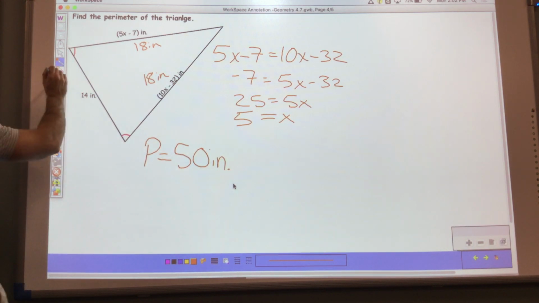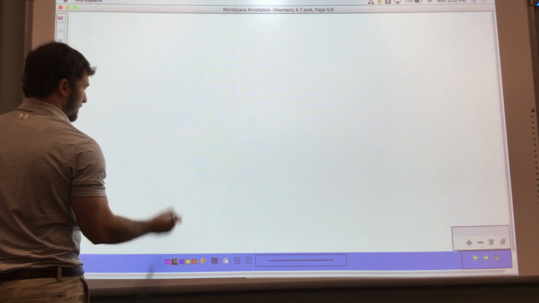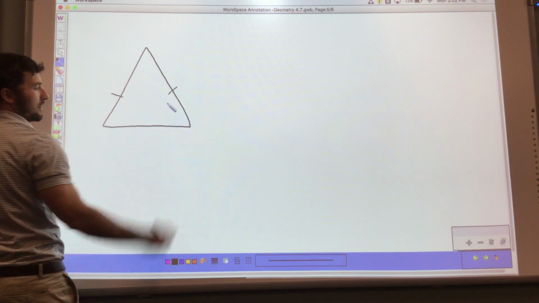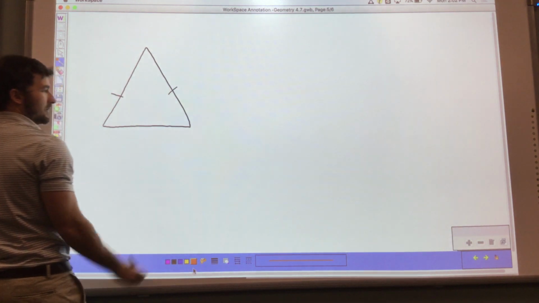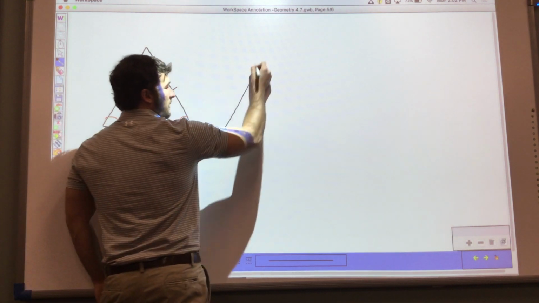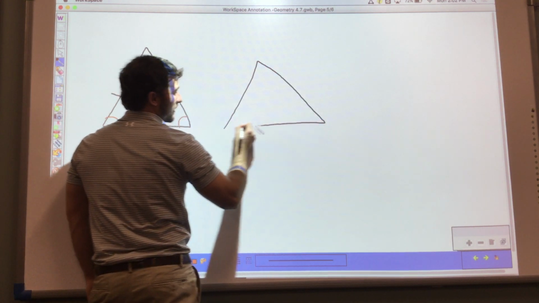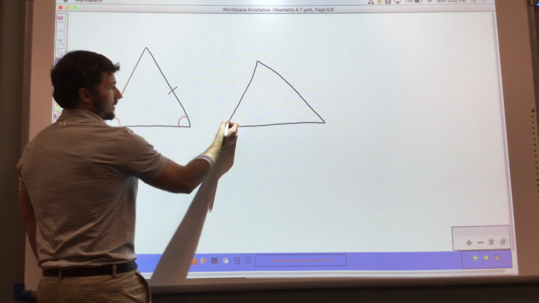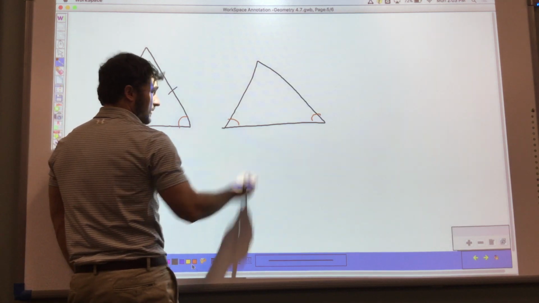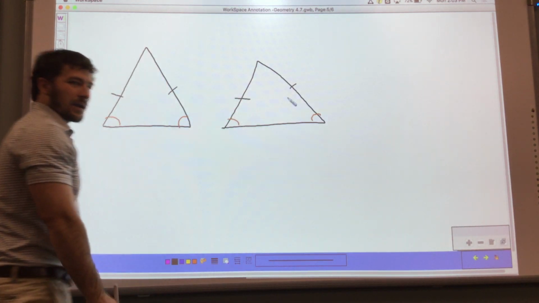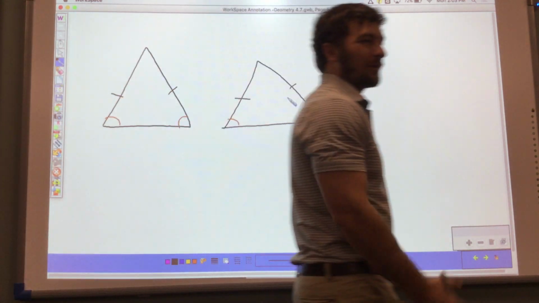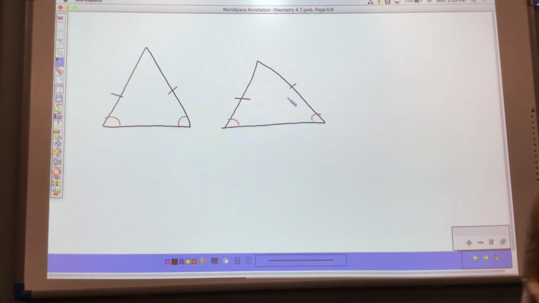So again, the main concepts of the day. If you have an isosceles triangle like that, that means your base angles are the same. Or, if you know the angles are the same, that means the sides are the same. If it's equiangular, it's equilateral. If the triangle is equilateral, then it's equiangular. Those are the main concepts today.